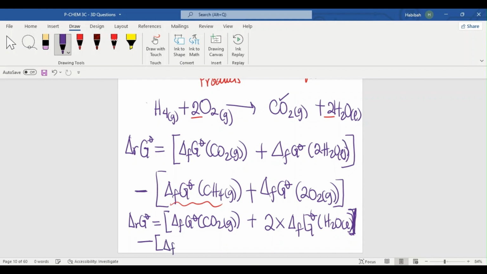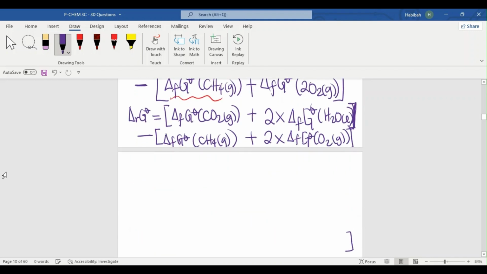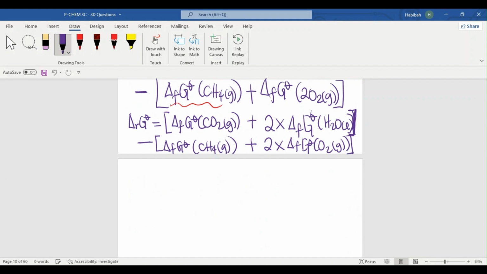So you have the Gibbs energy of formation for CH4 gas, plus 2 times the Gibbs energy of formation of O2 gas. So this is basically how you do this. Of course, now we can comfortably substitute.